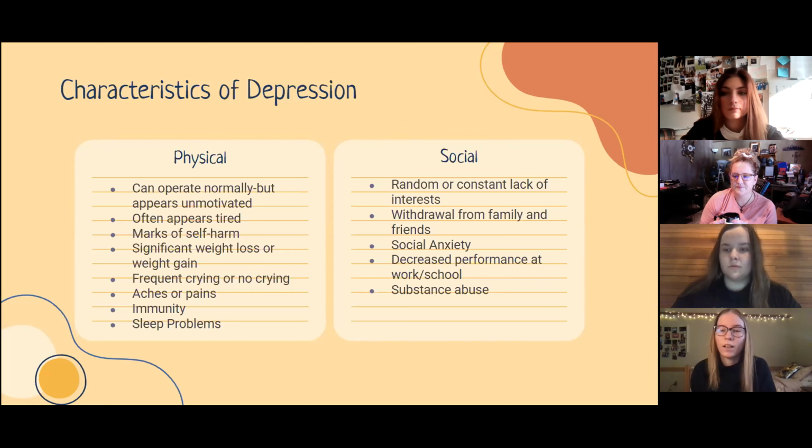Okay, and then moving on to social characteristics of depression. A person with depression could have random or constant lack of interest in anything that they do. A person could want to withdraw from their family or friends, or just anything, any social event at all. They could also have decreased performance at work or school. So they may just want to stop trying when it comes to work or school because their judgment has now become cloudy. So they don't any longer see what's important to them.